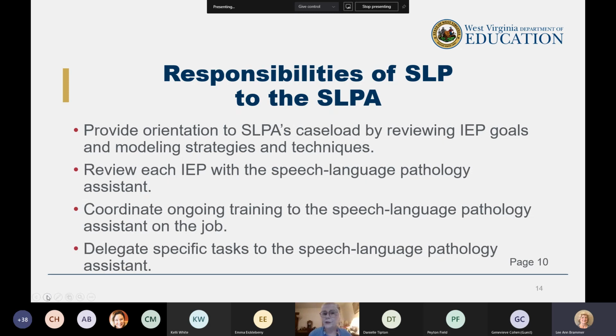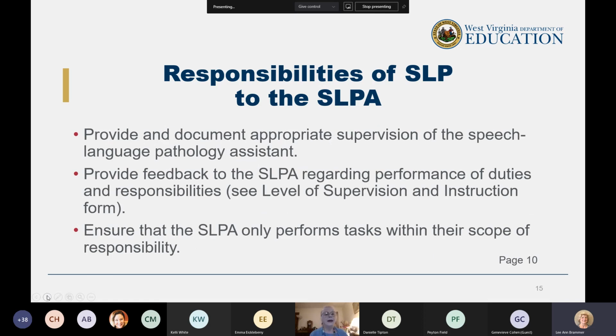So what is your responsibility to the assistant? You need to provide a good orientation to the SLPA of everybody on the caseload, review the IEP goals, and try to look at and talk about things that maybe the SLPA has not had experience with or training in, and help define and coordinate that training. And then you delegate the tasks. So remember, you are still the responsible one. Of course, you, the supervisor, need to document the supervision that you do. We know that if you don't document it, it never really happened.